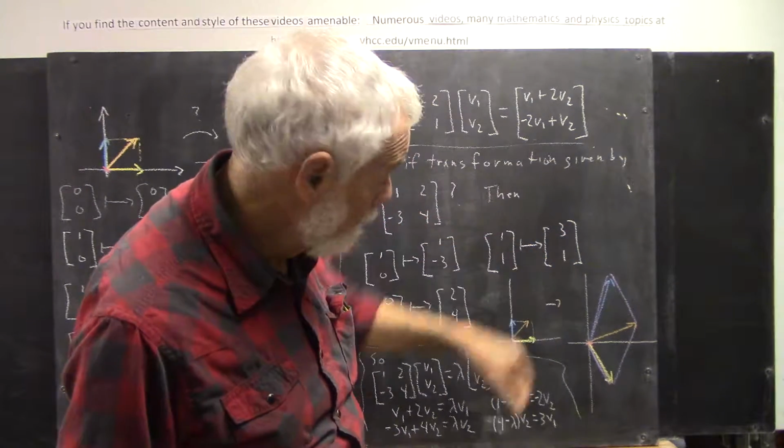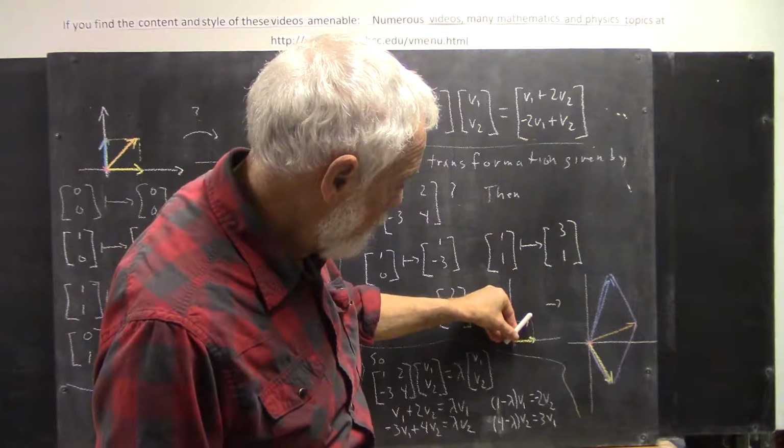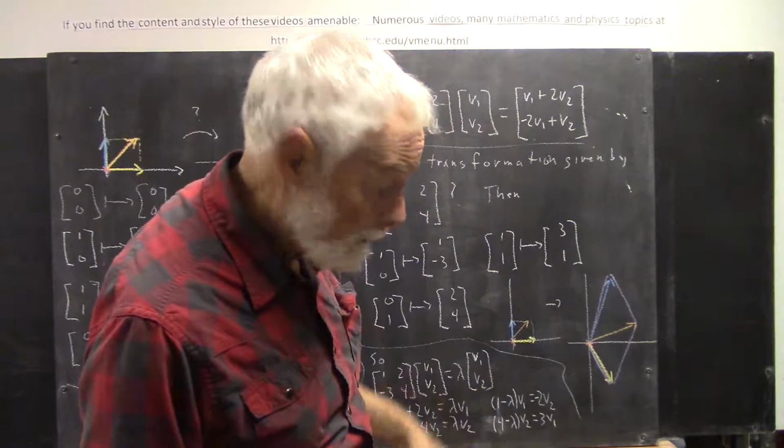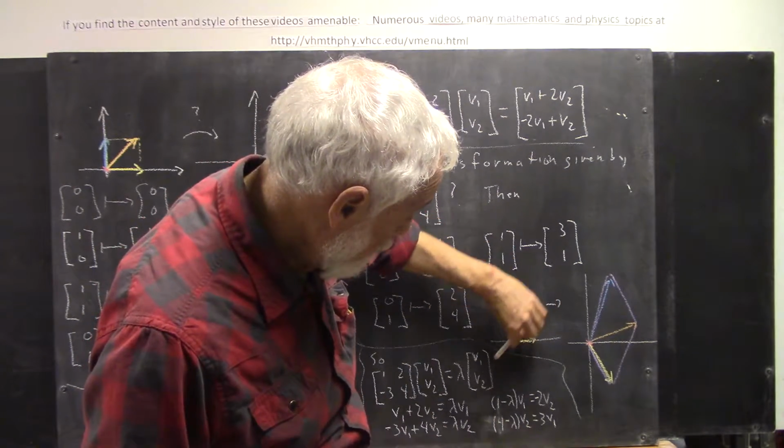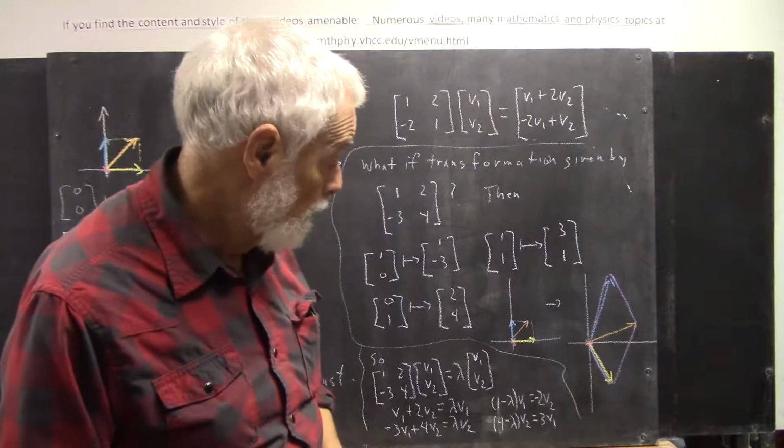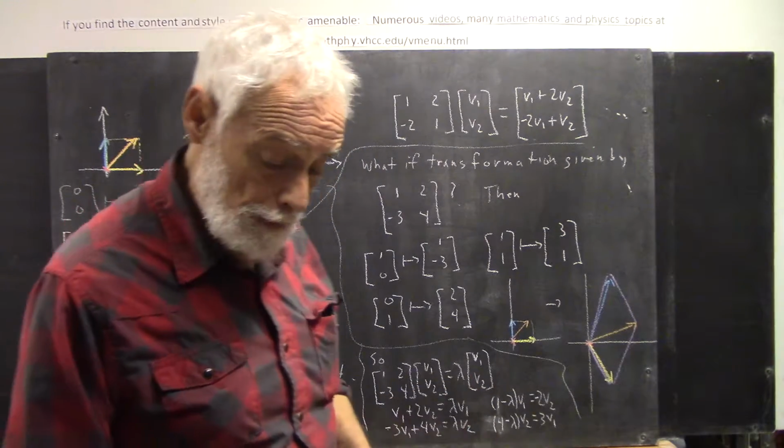Okay, so if it's the orange vector, it'll either be a vector in this direction, same direction as the orange vector, or this direction, the direction opposite that of the orange vector. And that's what we're going to look at next.